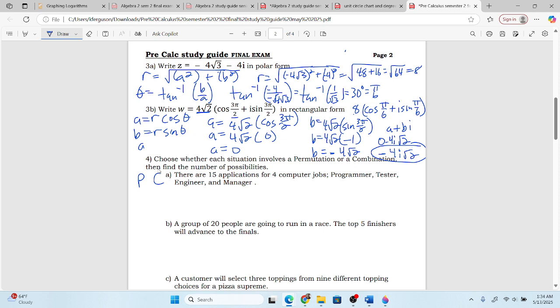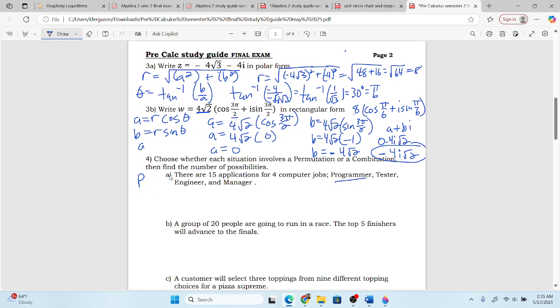So what were we saying? In a combination, order doesn't matter. So I'm just going to have several spots. But in a permutation, order does matter because my spot is specific to a certain thing. Well, that's what we got. We got a programmer, so that's specific. I got a tester, that's specific. I got an engineer and a manager. So if I fill up the programmer's spot first, then I'm not going to have a spot for another programmer. So that means it's a permutation.